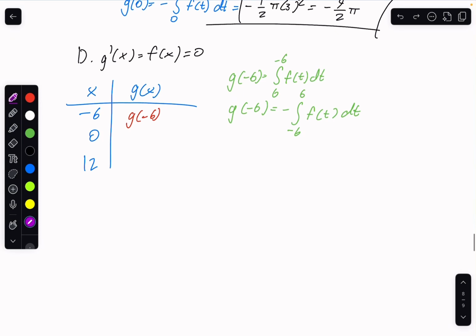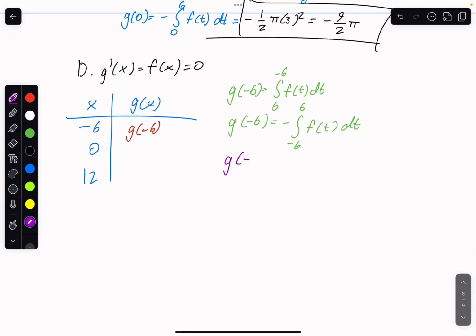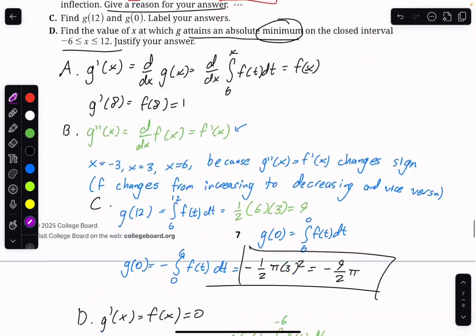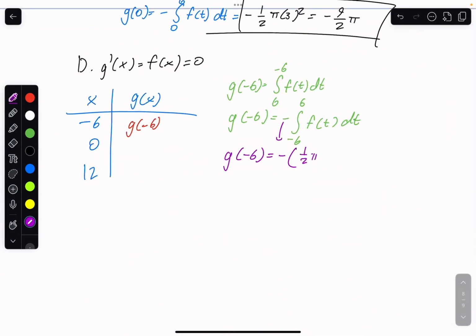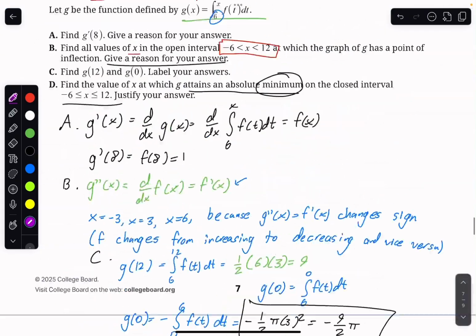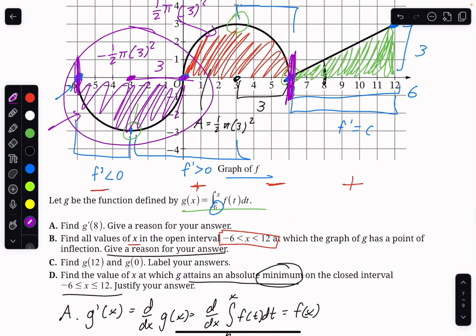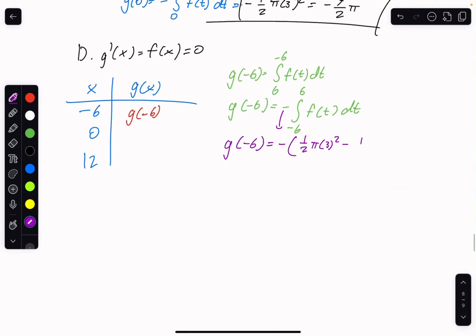So if we put this back into our formula, this gives us g of negative 6 is going to equal the negative right here, we're carrying this down, of, let's sum those values from negative 6 to 6. 1/2 pi times 3 squared, and we also have to add this part, which is also part of the integral, minus 1/2 pi times 3 squared, which turns out to be 0, which means g of negative 6 is going to equal 0. Now we can move on forward to x equals 0.